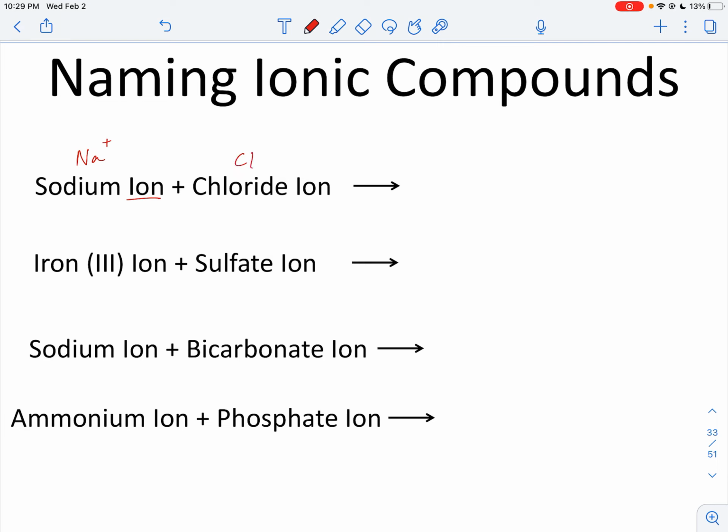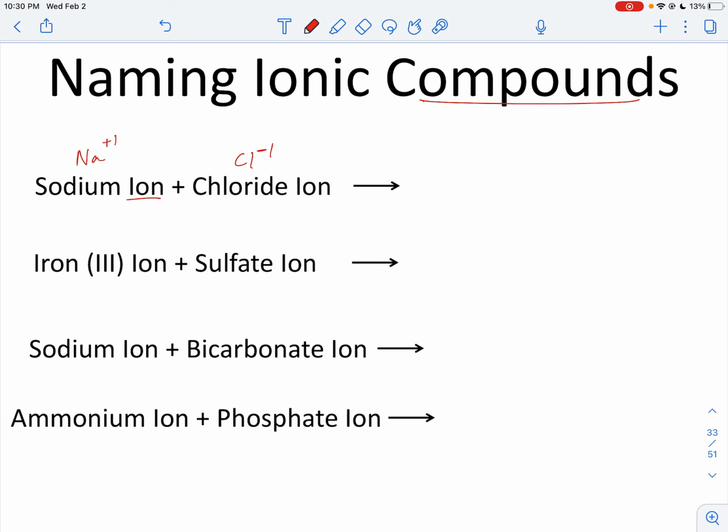Chloride is Cl, and as an anion, it's Cl -1. Chlorine has 7 valence electrons. When it gains 1 more to have 8, now it has a -1 charge on it. So if we're going to write a compound between sodium and chloride, how many sodiums and how many chlorides do we need overall? We have a +1 and a -1. Do we need 2 sodiums? Do we need 2 chlorides?